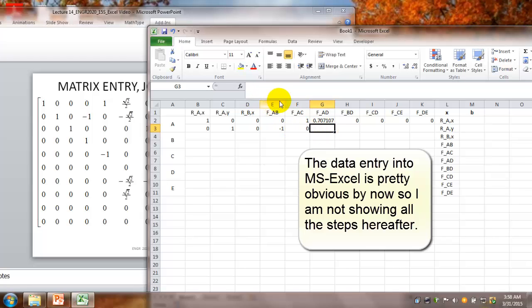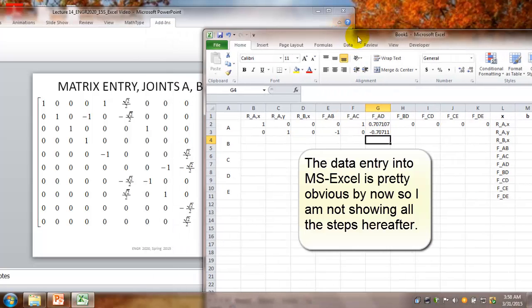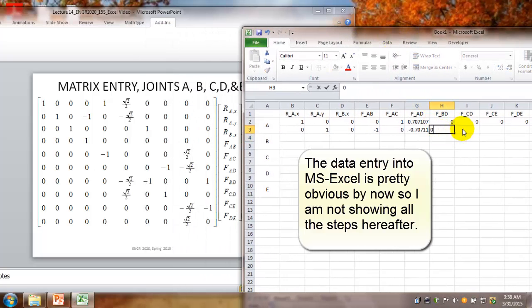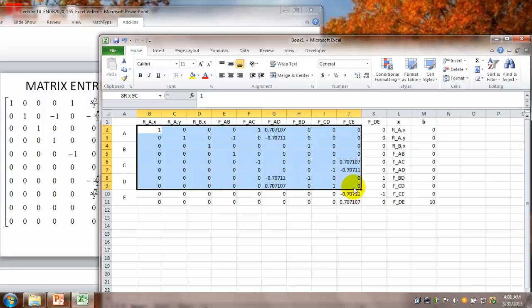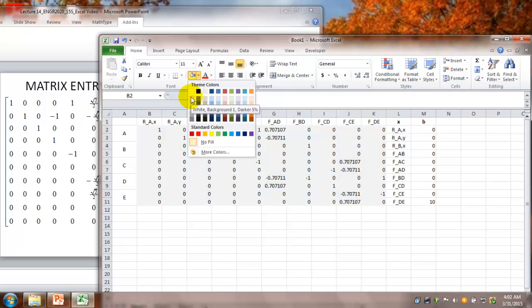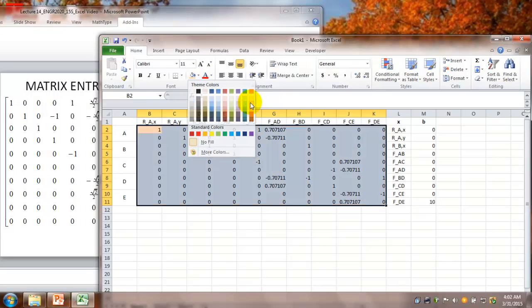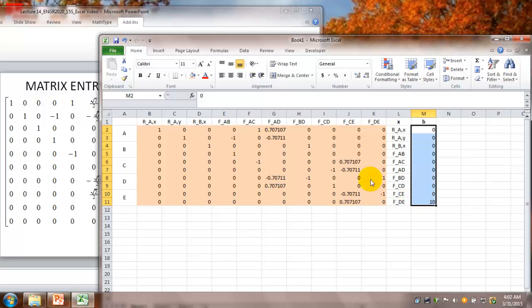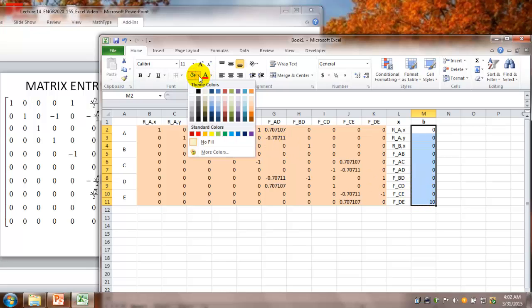Now instead of saying minus of cosine pi over 4, I can just say minus of this value and save time. Then 0, 0, 1, 0. So this is my matrix A. Let me highlight it so that it looks a little better. The problem is that the cells are covered up, but that should not be a huge issue. So that's my matrix A. This is my column vector B.